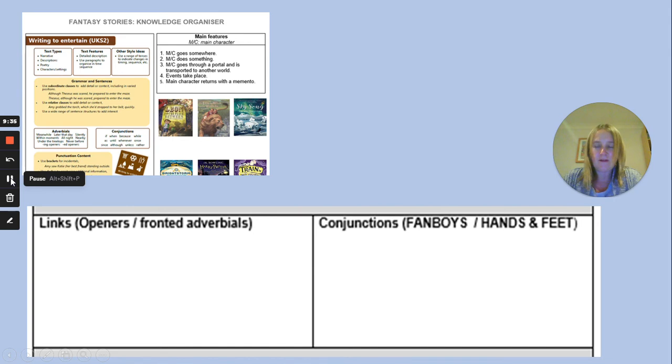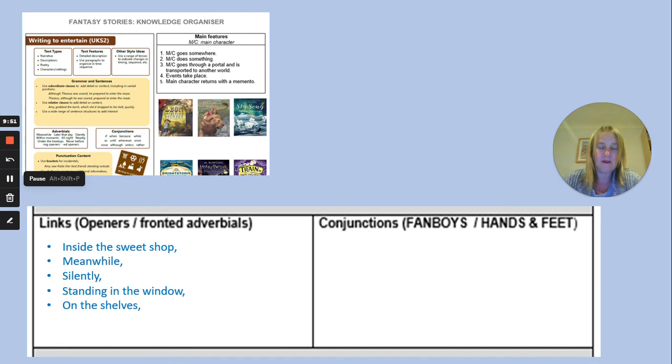So you can see here I've got the links and openers and the conjunction boxes, and I just want to refer us back to that knowledge organiser. On the left hand side were all the different grammar features you'd expect to find in a fantasy story. So I'm going to pinch a few of those, magpie them, and they're fronted adverbials, but I kind of got my sweet shop in mind. And of course, when you've done the rest of your plan, you'll have other parts of Candyland which would help you with this. But at the moment, I've got inside the sweet shop, meanwhile, silently, standing in the window on the shelves. And note how I've used a comma after that fronted adverbial to split up the clause.